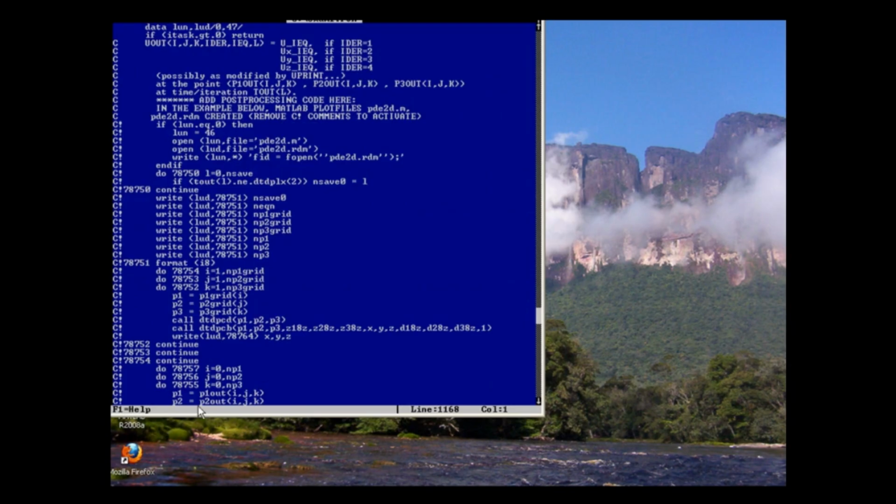Now, in addition to the graphical output that PDE2D creates itself, PDE2D will also generate a MATLAB program automatically for you to do further plots, and this program can be modified to create any other plots that MATLAB can make. All you have to do to generate the MATLAB program is to remove all of the C exclamation mark comments with an editor. Now when we run this program, it will create a MATLAB program for you automatically.